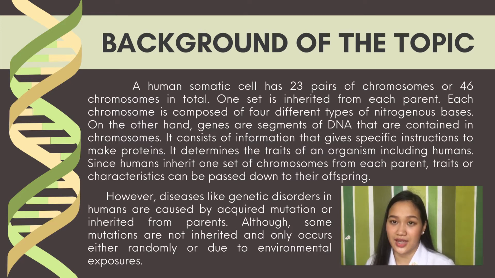Child, 2008. However, diseases like genetic disorders in humans are caused by acquired mutation or inherited from each parent. To elaborate, mutation takes place when there are changes in the sequences of DNA that occur during a person's life, and it can be inherited from the parents since it is contained in genes, although some mutations are not inherited and only occur either randomly or due to environmental exposures. National Human Genome Research Institute, 2019.